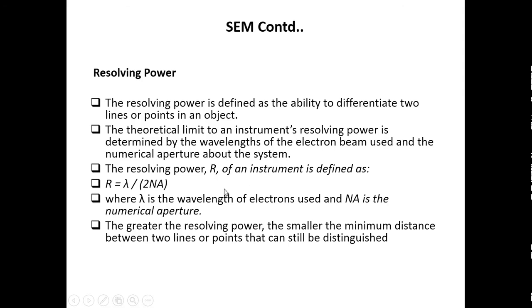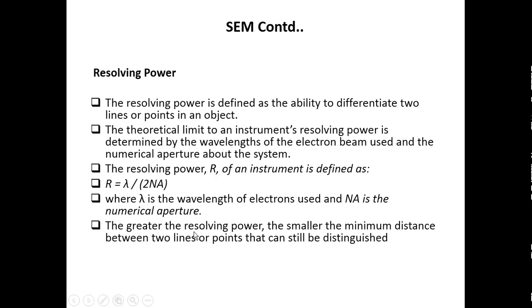I think you might have heard of this numerical aperture, isn't it? If lambda is the wavelength and NA is the numerical aperture, then the resolving power R of the instrument is given by R equal to lambda by 2NA, where NA is the numerical aperture, it's a number. So lambda by 2NA, where lambda is the wavelength and NA is the numerical aperture. That's a parameter for a scanning electron microscope.